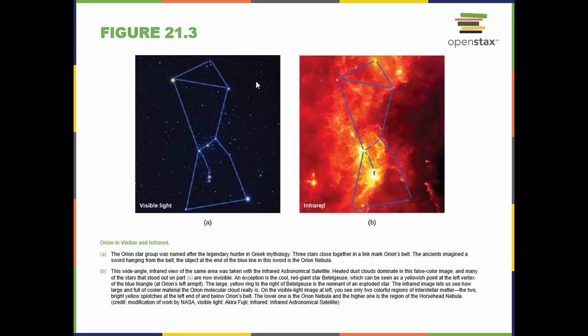So on the visible light image to the left, you see only two colorful regions of interstellar matter, and the two bright colored splotches are just below Orion's belt. The lower one is the Orion Nebula, and the higher one is a region of the Horsehead Nebula.